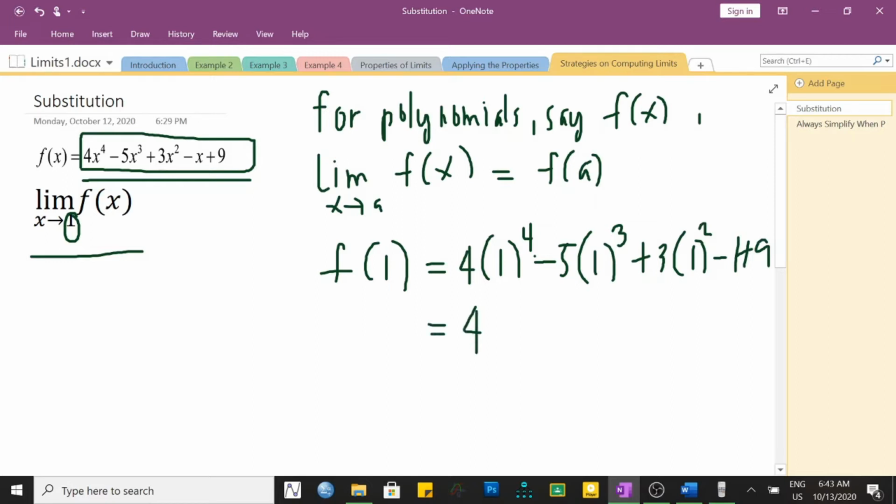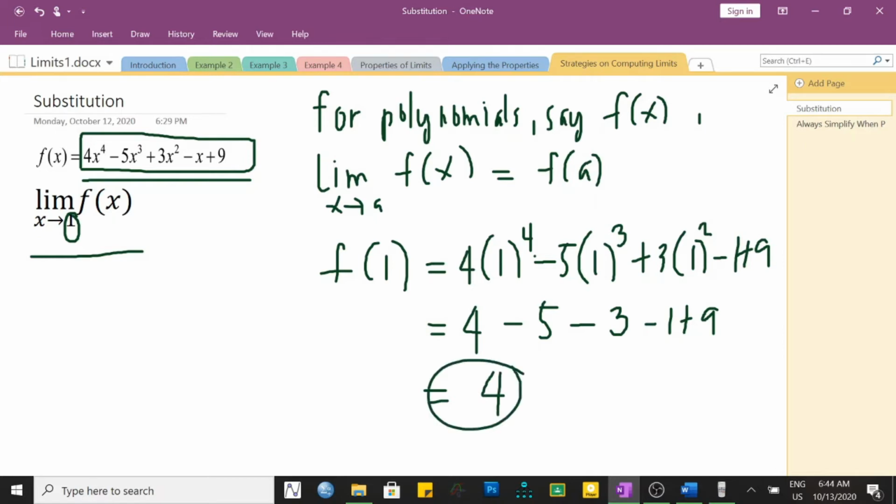4, that is just 1. 1 raised to 4 is just 1. Minus 5. 1 cubed is just 1. Minus 1 squared is just 1. So we have 3 minus 1 plus 9. This expression is simplified as positive 4. That's the answer. That's the limit.